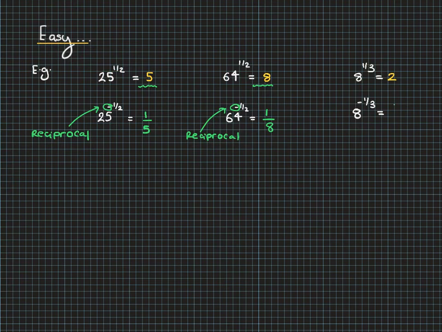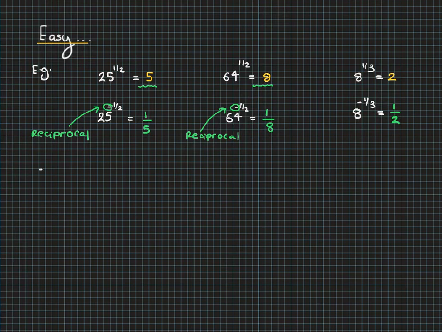Did you get it right? Yes, it's a half. It's the reciprocal of 8 to the power of a third. Now, this is fantastic because what we've done is we've combined fractional and negative powers together, which has allowed us to answer some more complex questions. So it's your turn now.